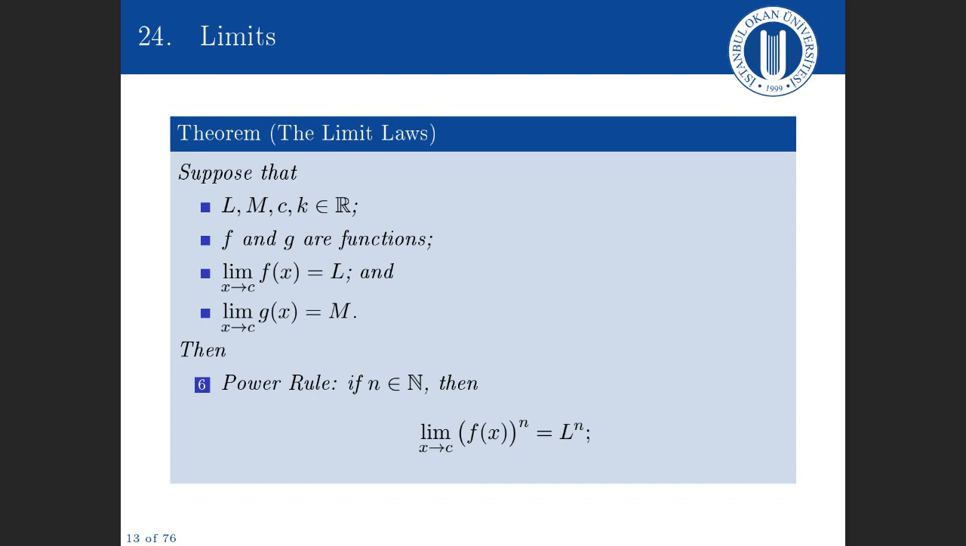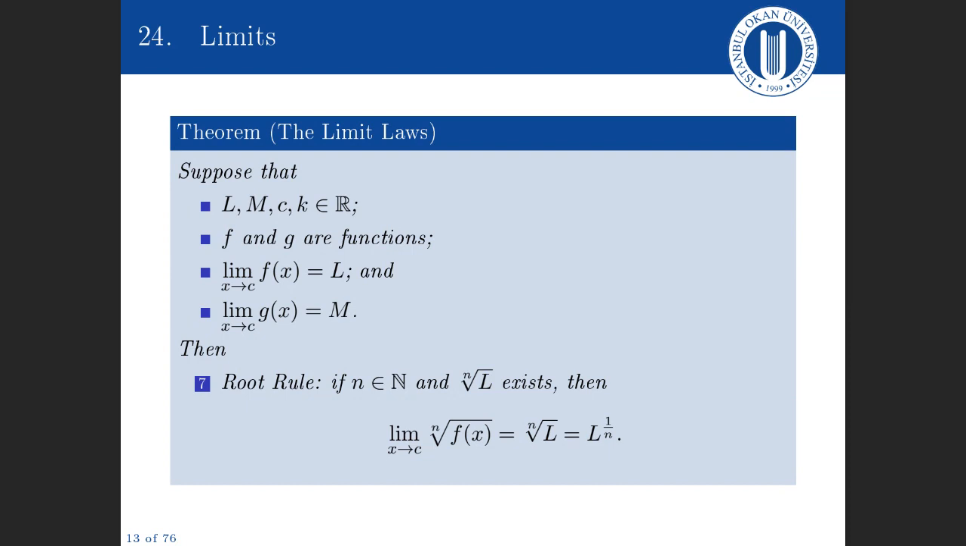Rule number 6 is called the power rule. If n is a natural number, then the limit of f to the power n is equal to the limit of f all to the power n. So in other words, it doesn't matter if we put brackets here. First calculate f to the power n, then take the limit. That's exactly the same as putting brackets just here. First calculate the limit of f and then do it all to the power n.